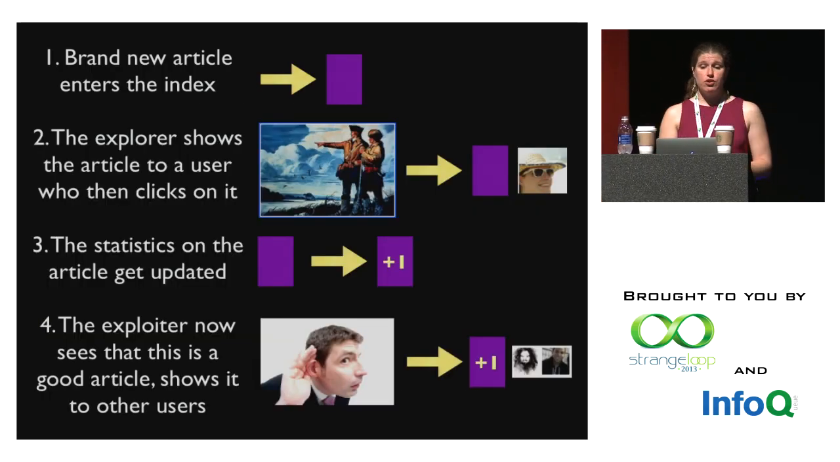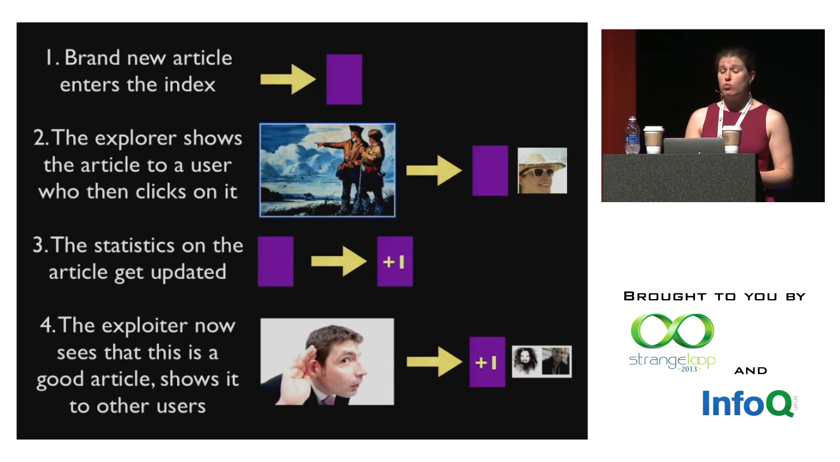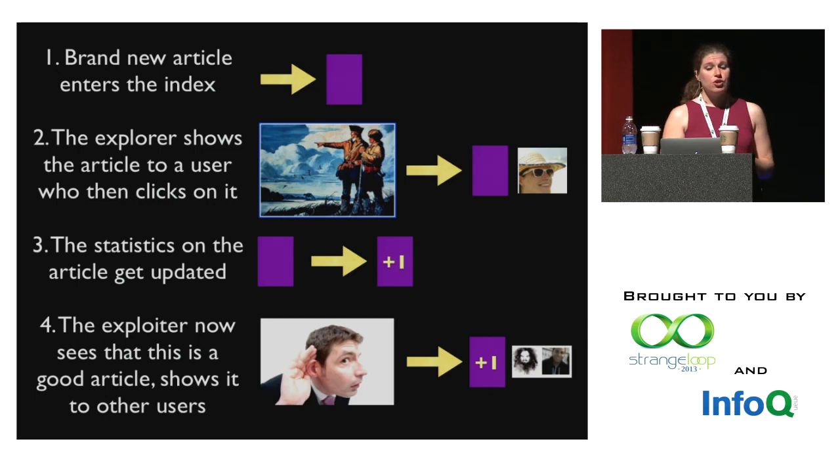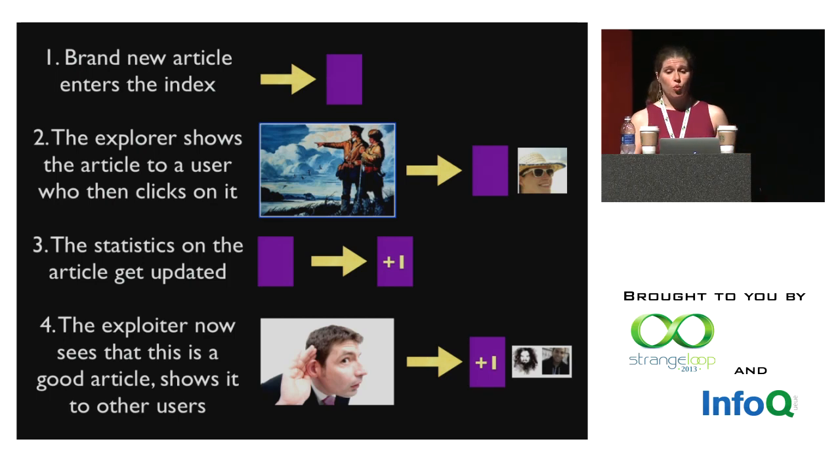If you have 90% of users on the explore ranker and 10% on the exploit ranker, the explore ranker will unearth all of the good articles, and only then will the exploit ranker take these documents under consideration to show people. I've drawn an example up here to show how the information gets passed between the two rankers. You can see that when a new article comes in, the exploiter won't show it to anyone, because it has no activity, but the explorer will.